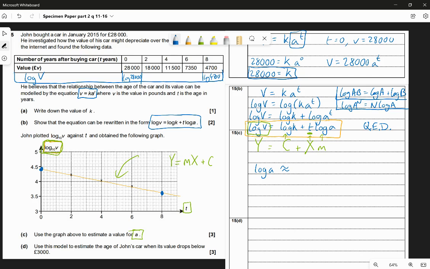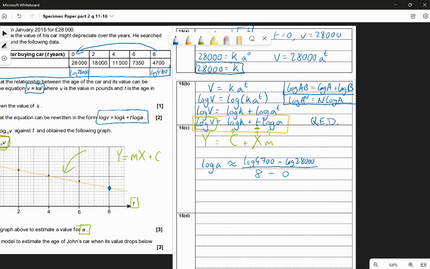So the change in y is log of 4,700 minus log of 28,000, over the change in x. Well, the change in x is from 8 to 0, so that's 8 take away 0, which is just 8. And that is approximately negative 0.0968... So that's what log a is.